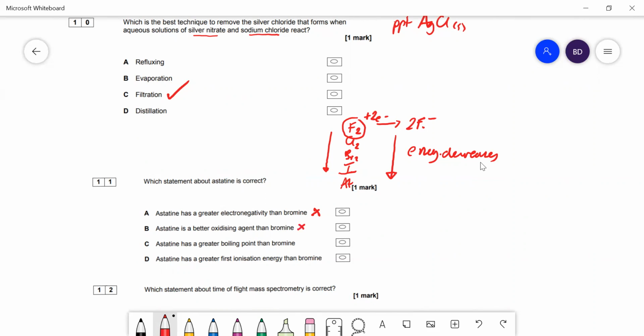So that's wrong. It will have a greater boiling point because the van der Waals forces are going to get bigger as you go down the group. That's true. And a first ionization energy higher than bromine? No, that's wrong as well. The first ionization energy of any group in the periodic table decreases as you go down the group, every single group, because you're getting more shielding and the nucleus is further away from the outer shell. So C is the answer there.